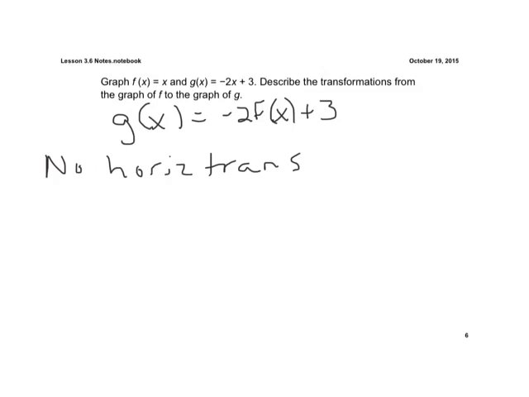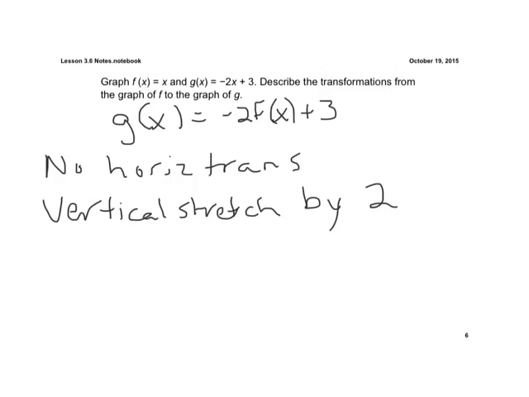Step 2 says we're going to look for vertical stretches. What we look for there is the number being multiplied out front. There is a 2 being multiplied. So we know this stretches vertically. We're going to have a vertical stretch by 2, because that 2 out front, the -2 times f of x, tells us there's a vertical stretch by a factor of 2.